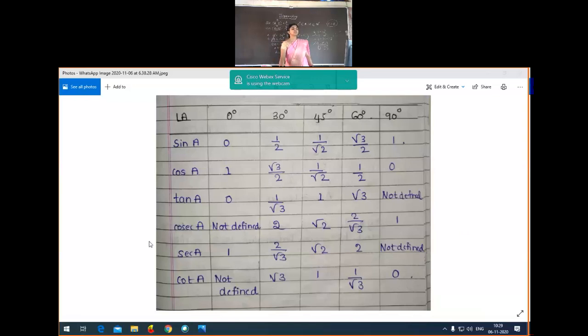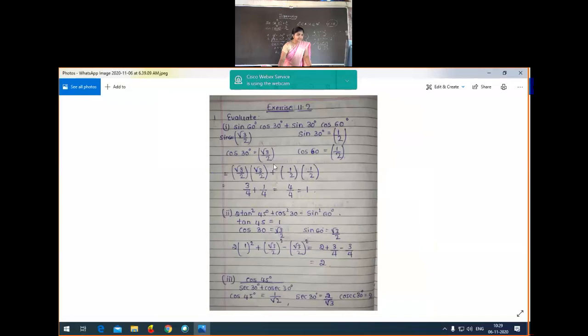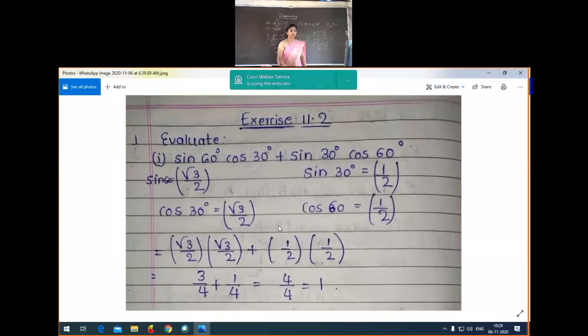Now using this trigonometric values, we have to work out one exercise. So let us start the exercise part now. Second exercise, that is exercise 11.2. So exercise 11.2, first question is evaluate sine 60 degree into cos 30 degree plus sine 30 degree into cos 60 degree. So first you have to notice the value.